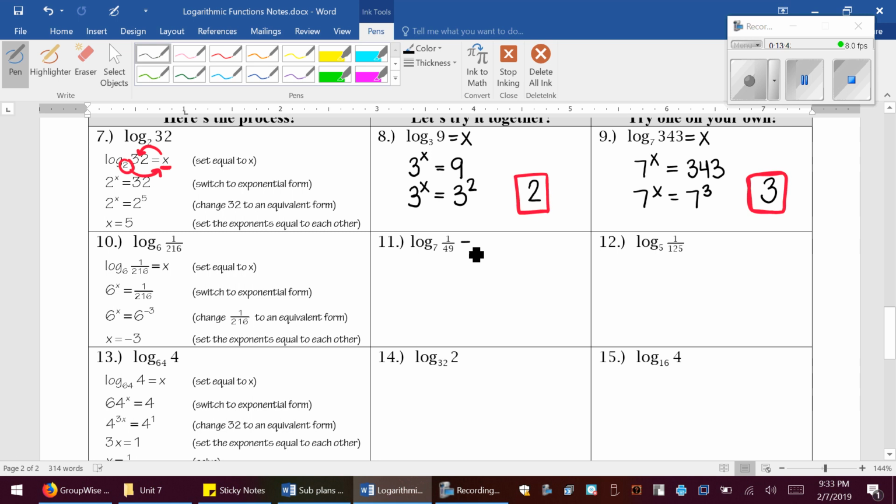Same method though. Set it equal to x. Switch it to exponential form. 7 to the x equals 1 over 49. Again, this one's a little bit harder because you have a fraction on the other side, which means I'm working with a negative exponent. 49 is equivalent to 7 squared, so I'm going to start with that. But if I want 7 squared, which is 49, to go down to the denominator, I'm going to make it a negative 2. The bases match, so the exponents match as well.